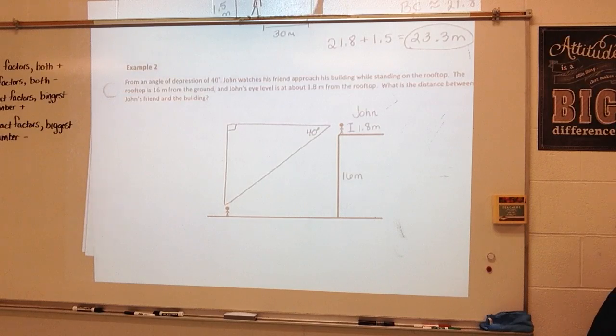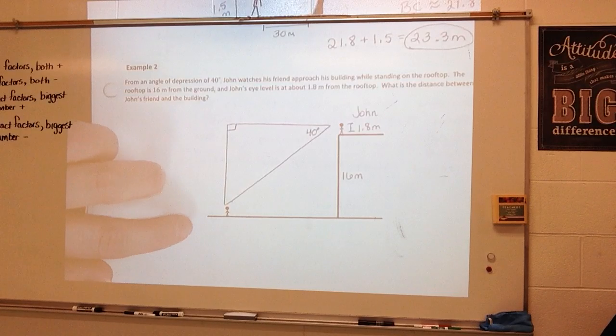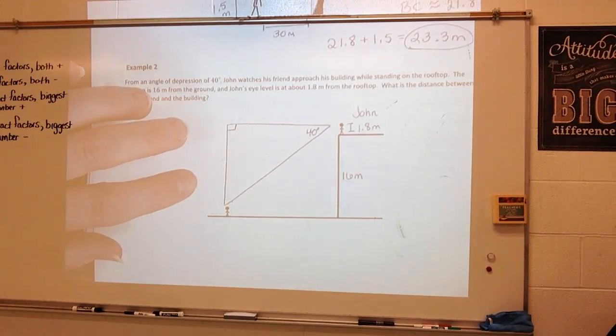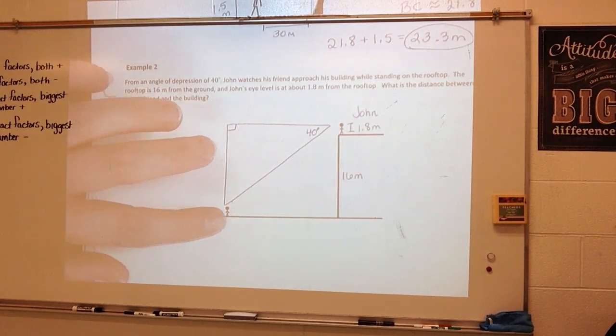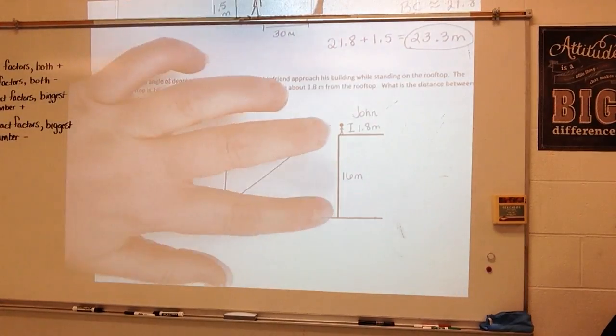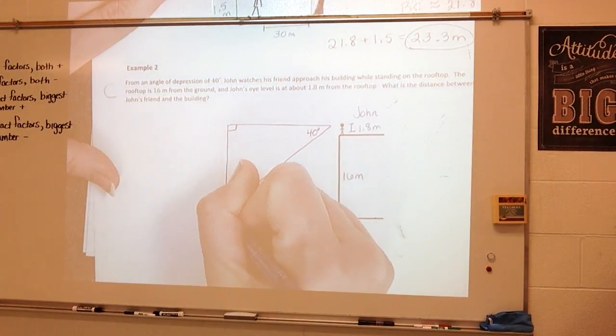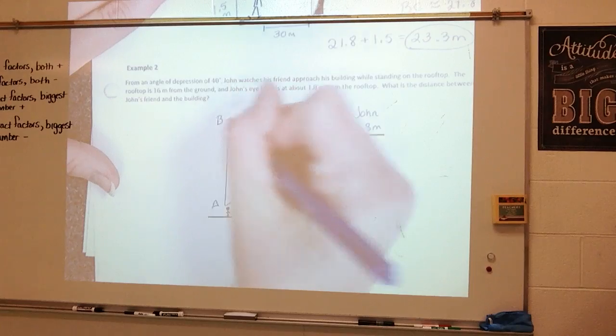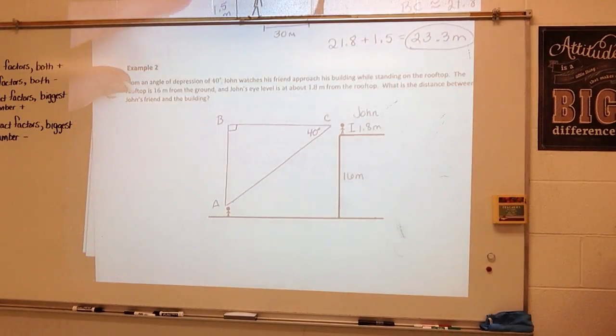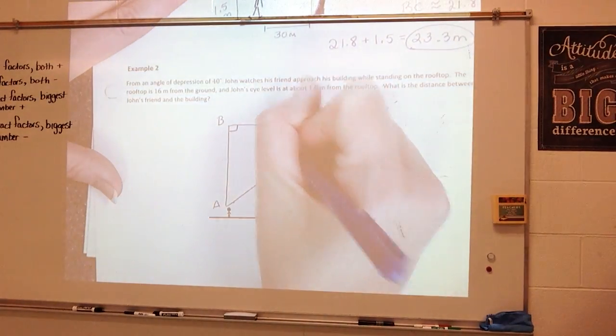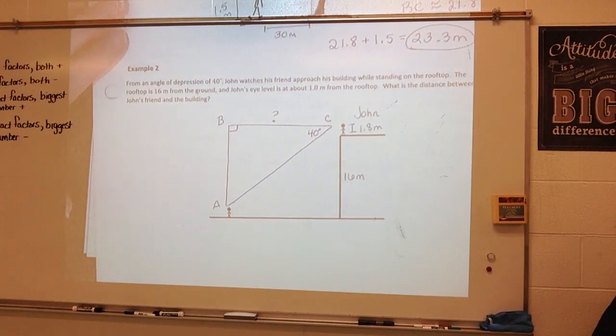So let's talk about what we know now. We are trying to figure out what's the distance between John's friend and the building. We want to know what this is. All right, so let's go ahead and label this A, B, C. We are trying to find BC. We want to know how far is his friend from the building.